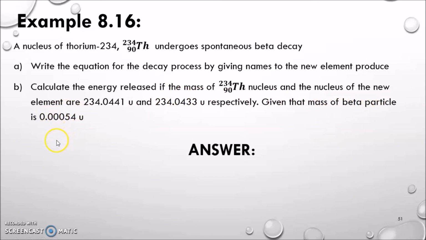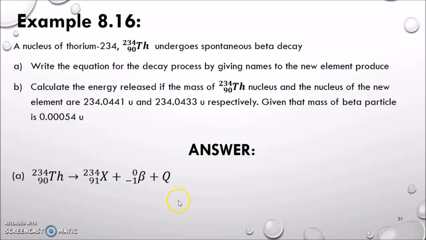So first let's write the equation. Thorium will undergo beta decay and produce a new element. So we put X to represent the new element, plus a beta particle, plus energy. The new element will have nucleon number 234, while the proton number is 91, and for the beta particle, the nucleon number is 0, while the proton number is -1. So the number of nucleons and protons on both sides are equal, or we can say that the equation is balanced.